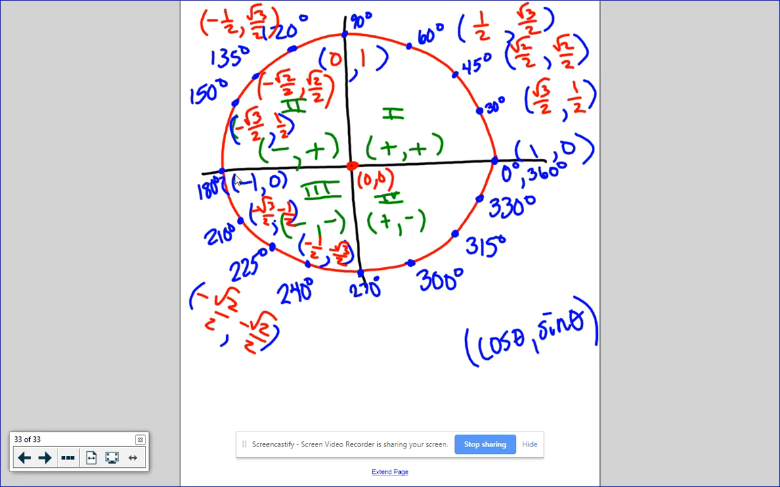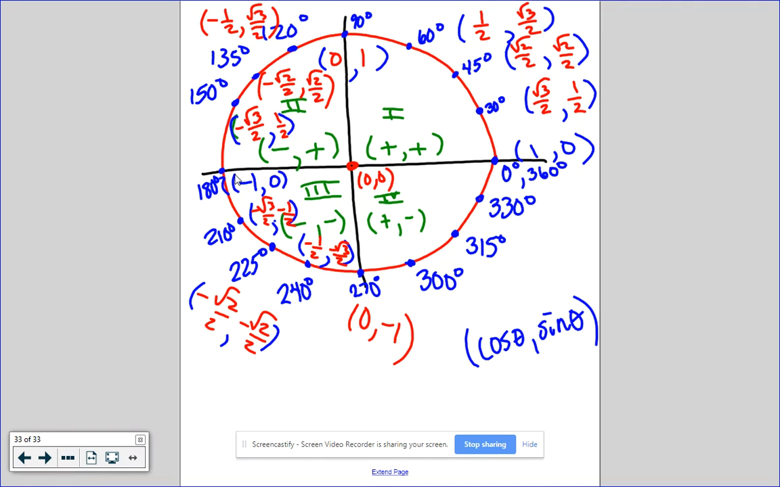Okay. Now, what about 270? What's that one going to be? It's on the y-axis. 0, -1. Very good. It's on the y-axis, and it's down 1 unit. Down 1 unit. So the x value, it's not moved left or right at all. It's just down 1. Okay?